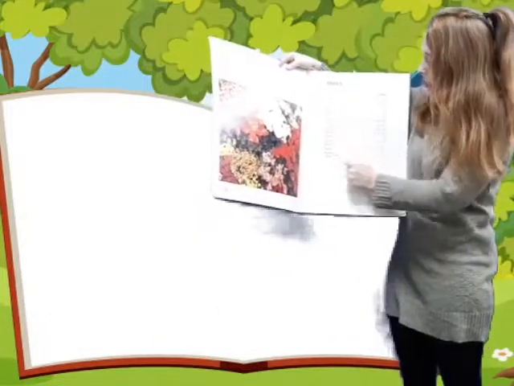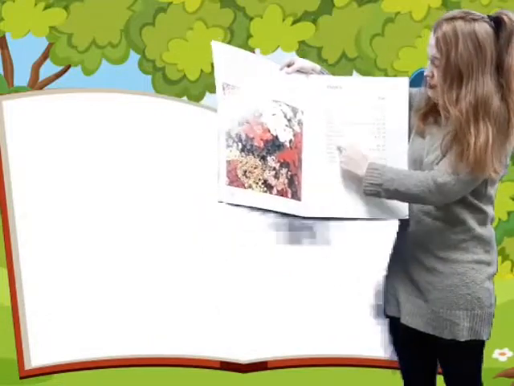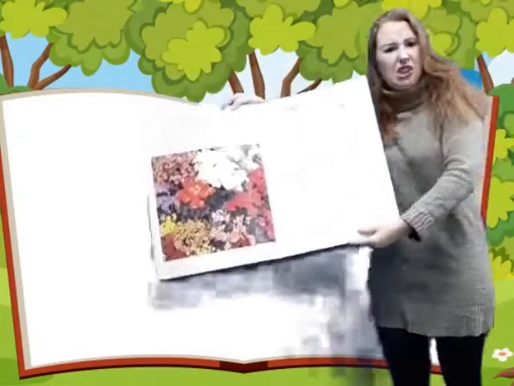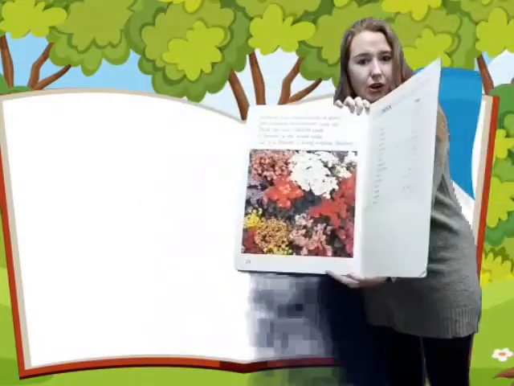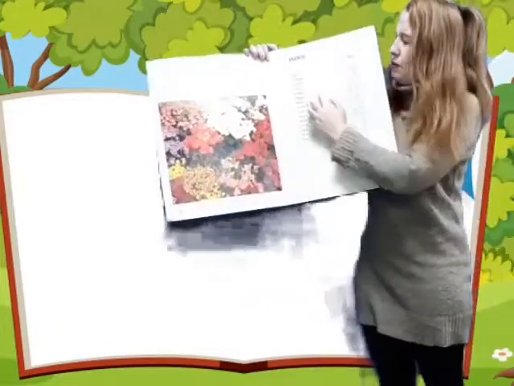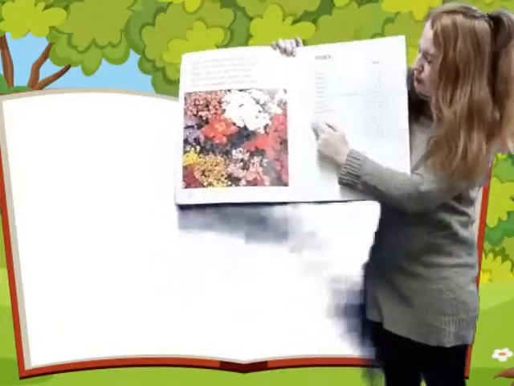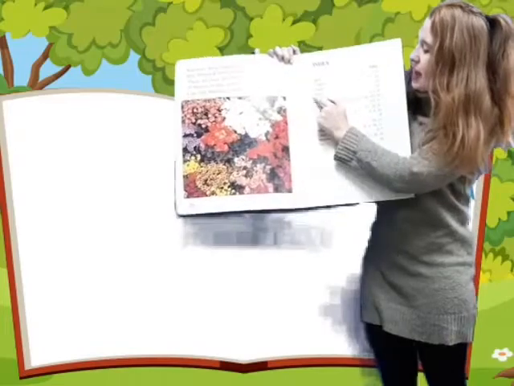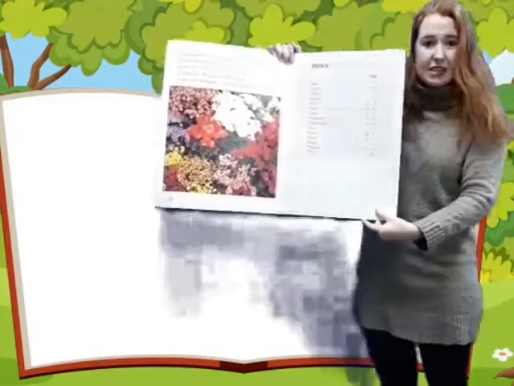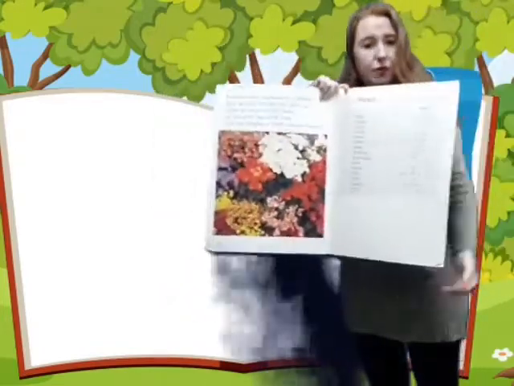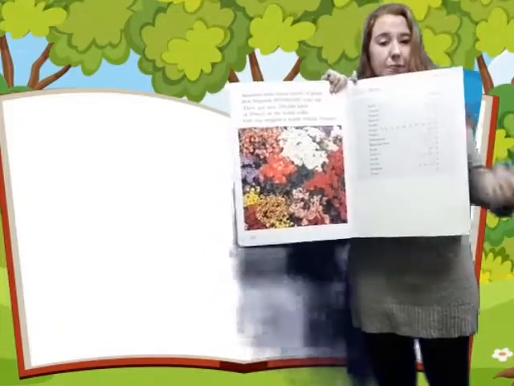Buds, insects, petals, seasons, seeds. Do you think the story is about food, grade 2? No, I don't think so. I think it's about flowers because it talks about seeds and seasons and plants and insects. So this is very helpful to look at the index at the back of a book.